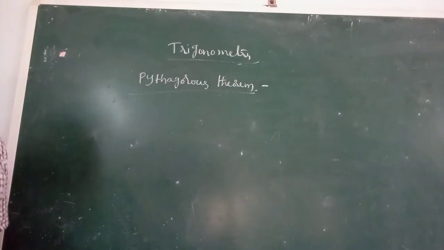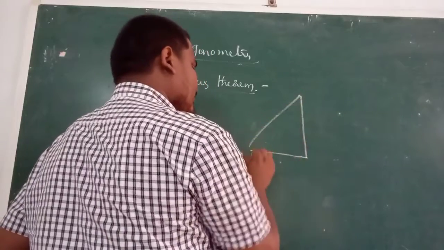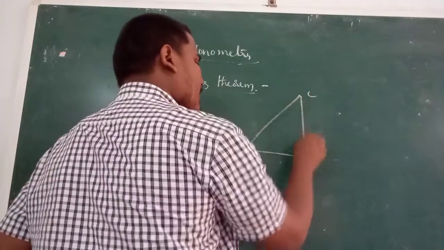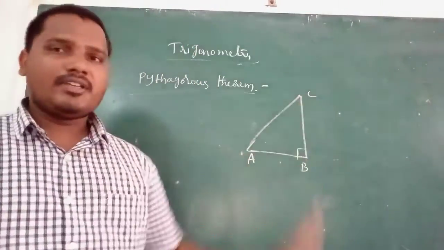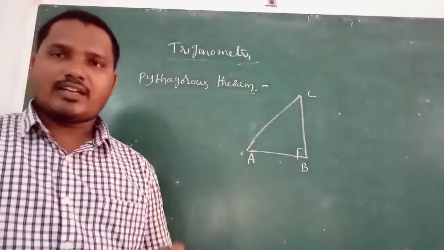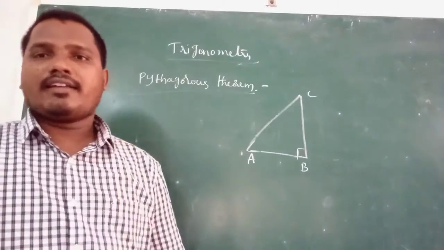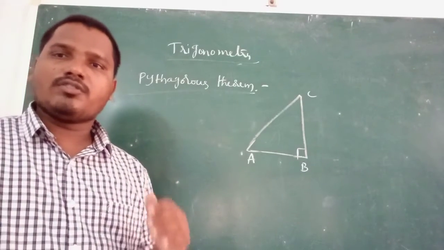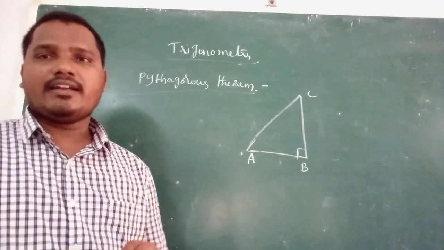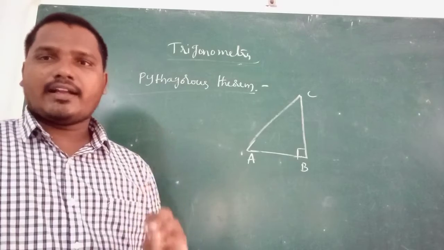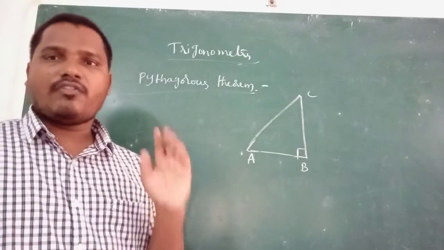What is the Pythagoras theorem? Suppose you take a right angle triangle ABC. The statement of the Pythagoras theorem is: in a right angle triangle, the square of the hypotenuse is equal to the sum of the squares of the other two sides.